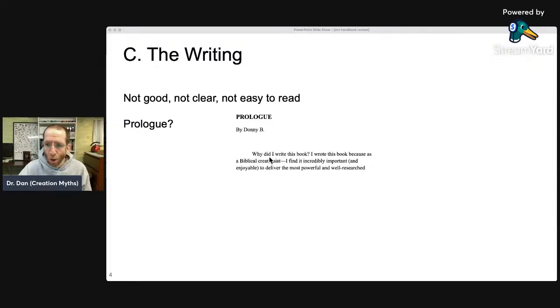Why did I write this book? That's going to belong in an author's note rather than a prologue. Prologue, fiction. Author's note, nonfiction. In addition, you might have a foreword in a work of nonfiction. Typically, that's going to be written by somebody else, not the author of the book itself. Prologues are typically not found in nonfiction.